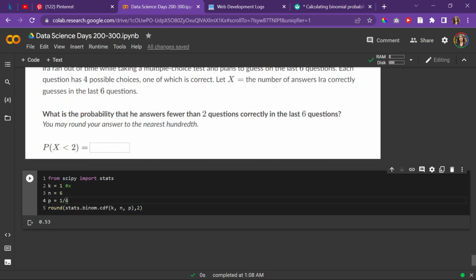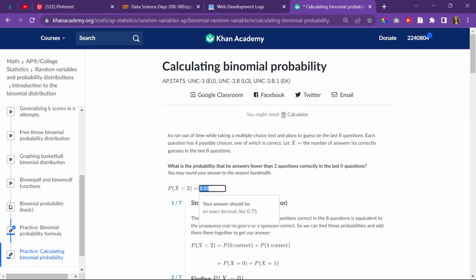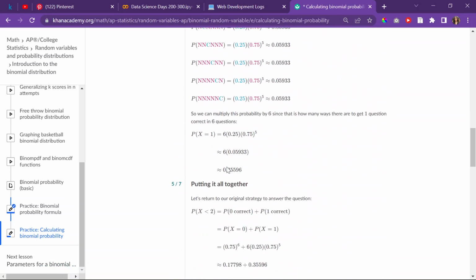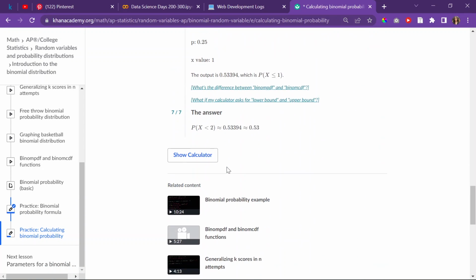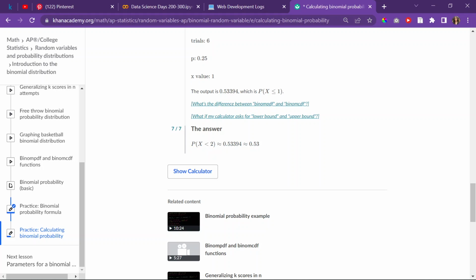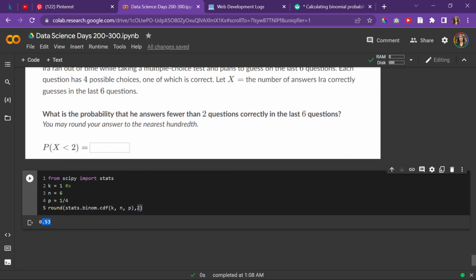So that's how I remember that. And it'll return your answer, and I just did the round function, rounded it to 2 decimal places because it wants to round to the nearest hundredth, and then it gives me 0.53, which if we go to the actual question and scroll all the way down, there we go, the probability that x or k is less than 2 is 0.53. So we see that happening.